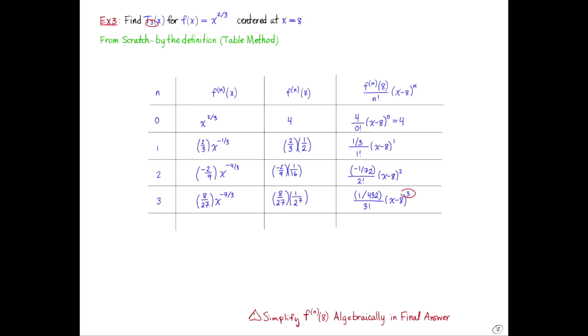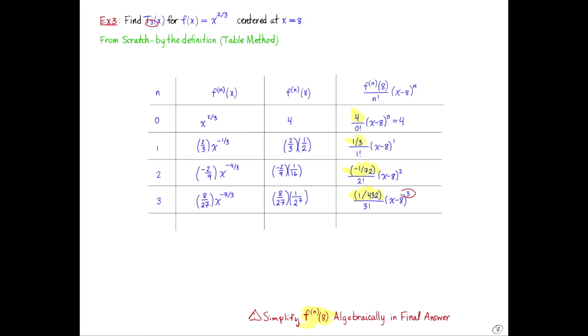One thing that's really nice about Taylor polynomials is that when we are using the table method, we don't have to look for a pattern like we did when we were trying to find the Taylor series, since we only need a finite number of terms. Keeping that in mind, though, that means that the same answer algebraically can be expressed many different ways. So just for continuity and to make our TA's lives a little bit easier, I want you to simplify the nth derivative at 8 in your final answer. That would be the 4, the 1/3, the -1 over 72, and the 1 over 432.